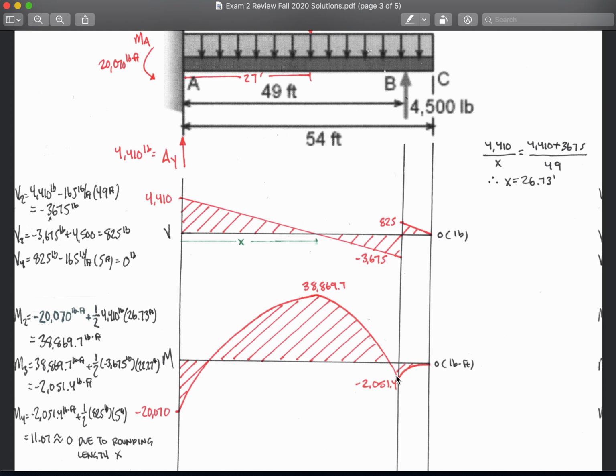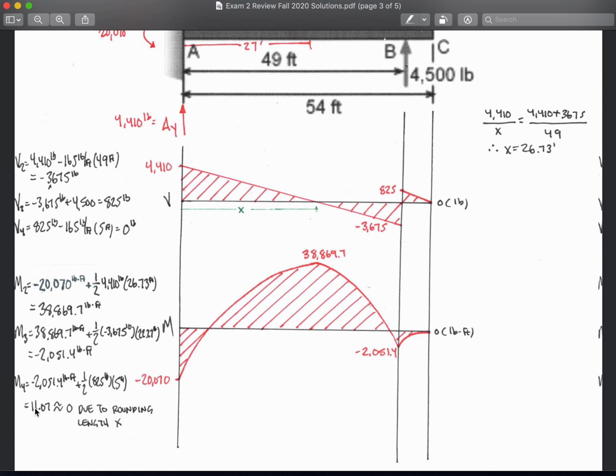Okay, then the next bit is to add this little area of this little triangle. So I was at negative 2,051.4 pound-feet plus 1/2 the triangle times its height, 825 pounds, times the last little distance right here, which is 5 feet. Okay, I do that, and actually this is where I was talking about. I will not get 0, I'll get 11. Okay, but 11 in comparison to numbers that are in the 20,000, 38,000, 2,000 is basically 0, and it works out that way primarily just due to the rounding.